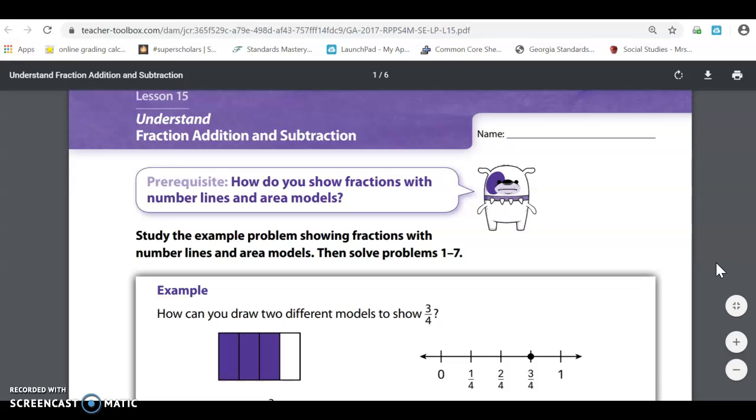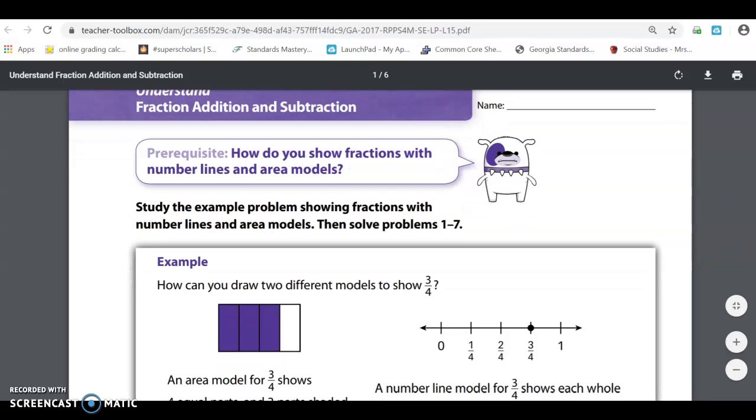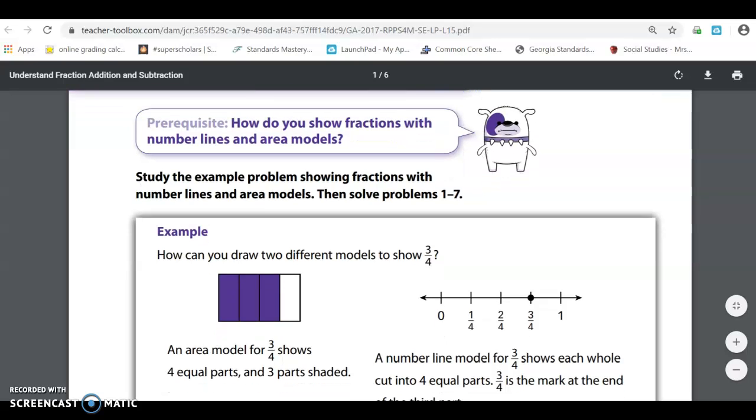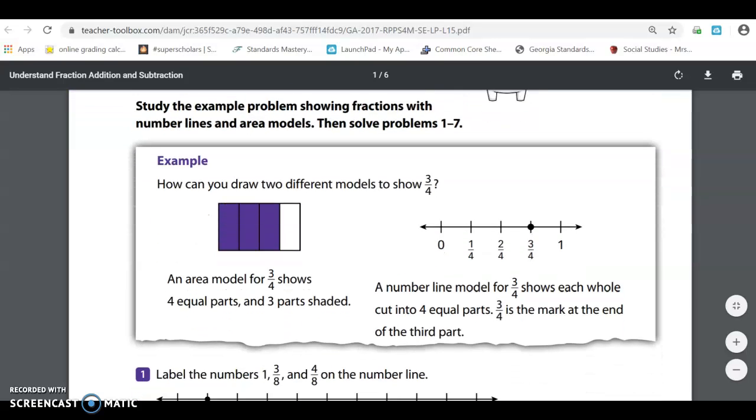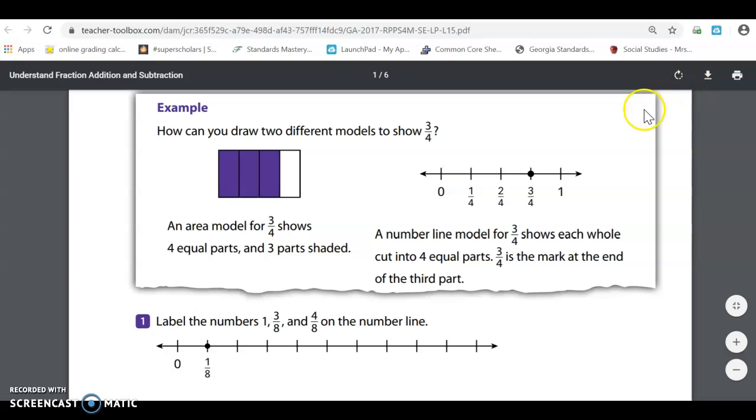Your lesson will focus on adding and subtracting fractions. So your lesson will be in iReady, lesson 15, understand fractions, addition and subtraction. Basically, you're really focusing on adding and subtracting fractions that have the same denominator. So let's go through a few examples just to make sure you have a clear understanding of what we're working on. Let's look at the example below.